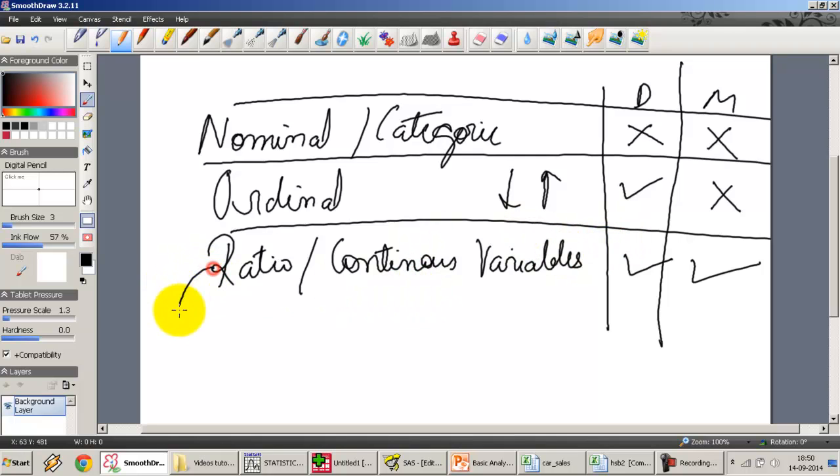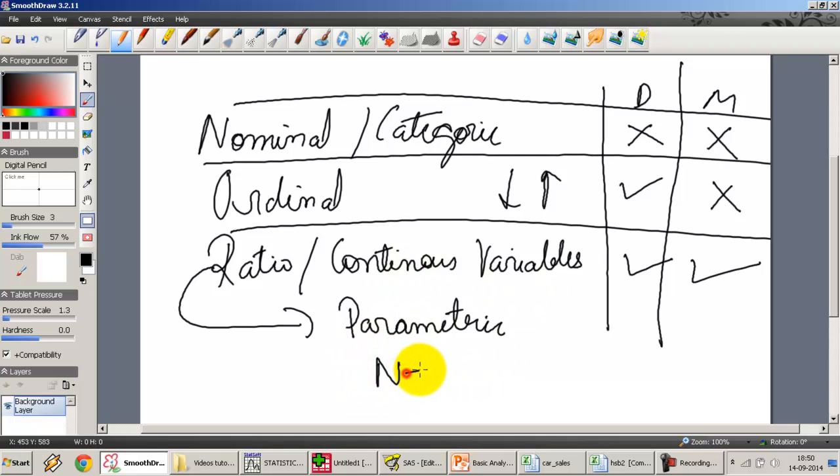So the ratio and continuous variables are also known as parametric variables. Why are we calling them parametric variables? Because they have direction, they have magnitude, and they can be projected onto the n-dimensional space easily without any particular assumptions in place, right?